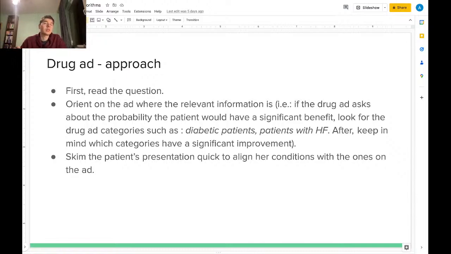Firstly, we read only the question, meaning the last sentence. You will be asked, for example, if the patient might benefit from the drug. And you will have a lot of data on the drug ad. So you have to look for significant classes. For instance, you will have an efficiency for diabetic patients, an efficiency for patients with heart failure.